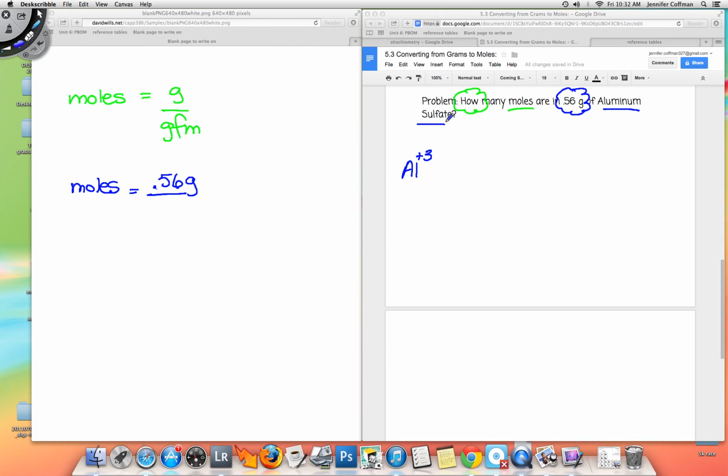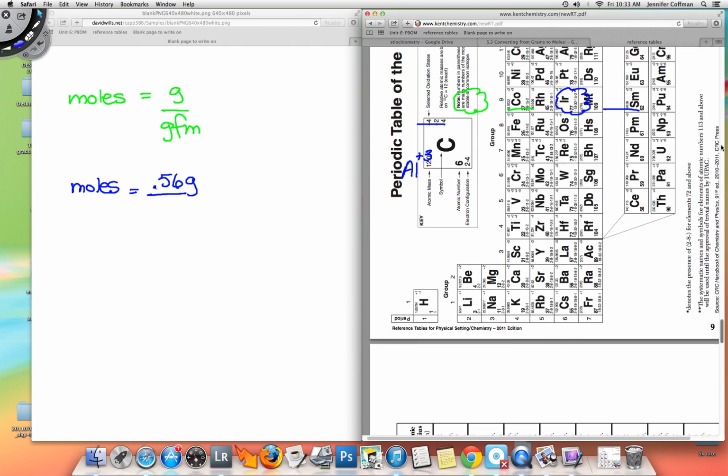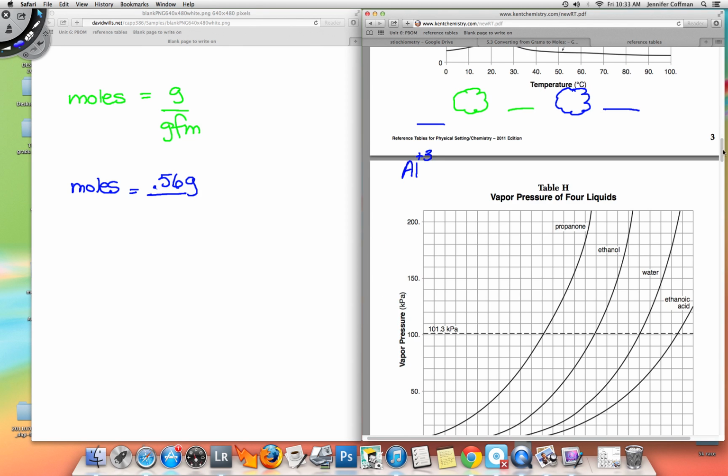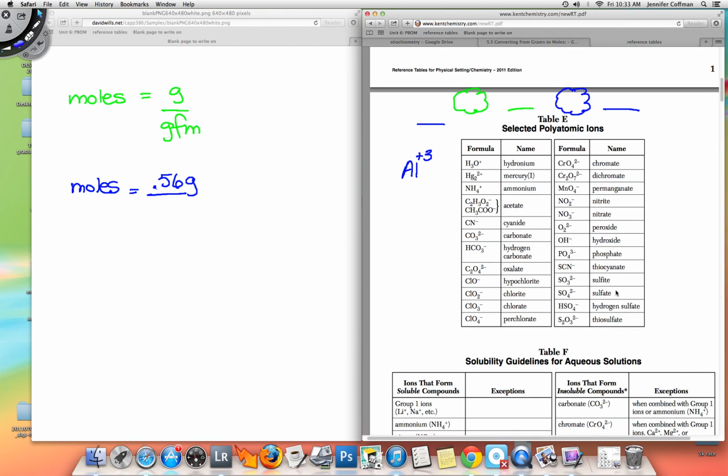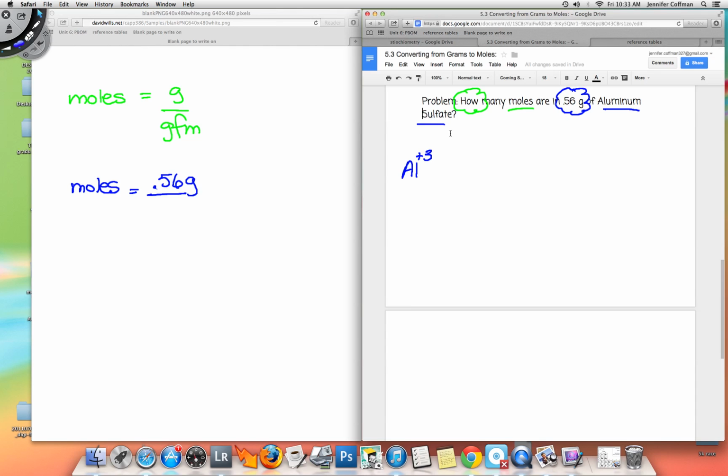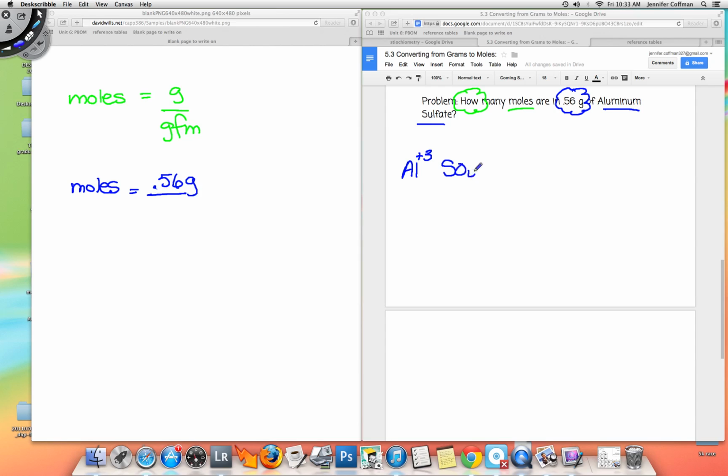Sulfate doesn't end in IDE, so I know that it's probably going to be on my Table E. Again, knowing your reference tables is key here. So let's go up to Table E, and let me show you where you can find that. Okay, sulfate is right here. It's a polyatomic ion, and it has a -2 charge. So let's get back to that page. So we've got SO4 with a -2 charge.